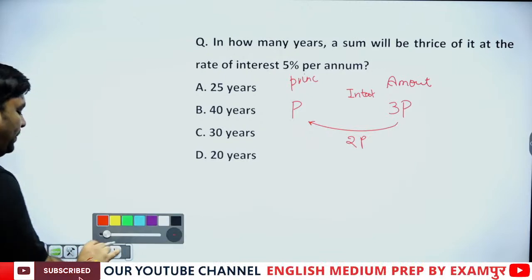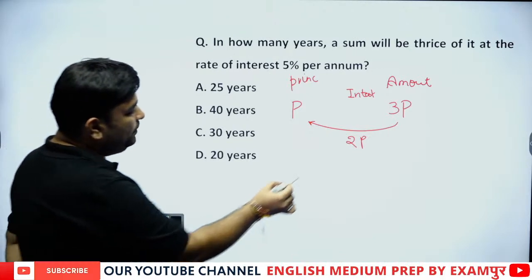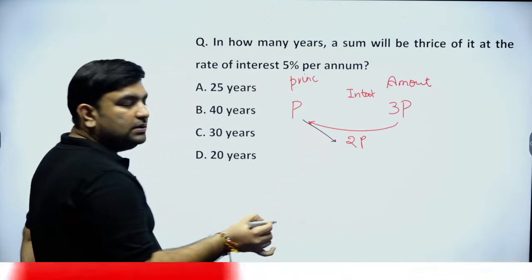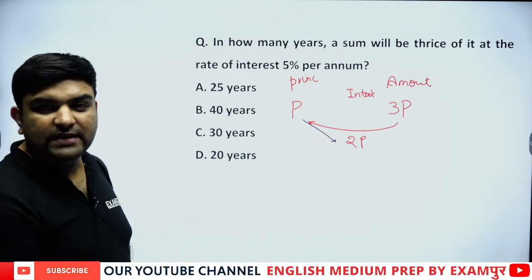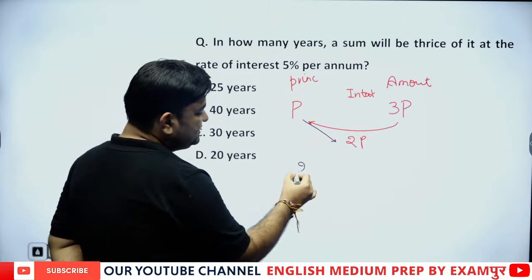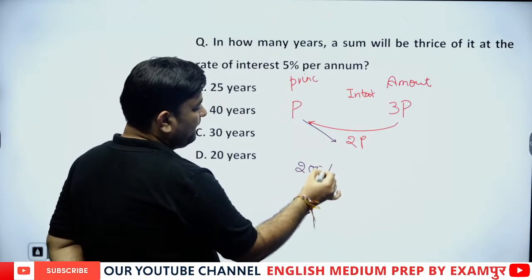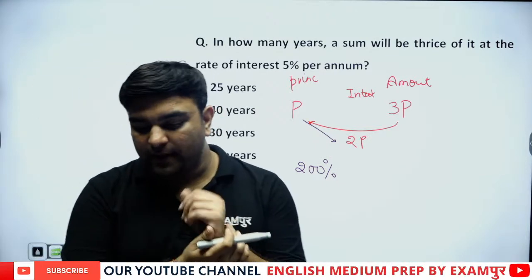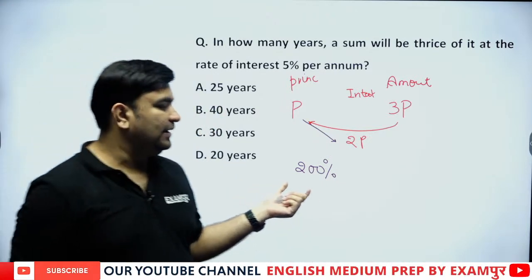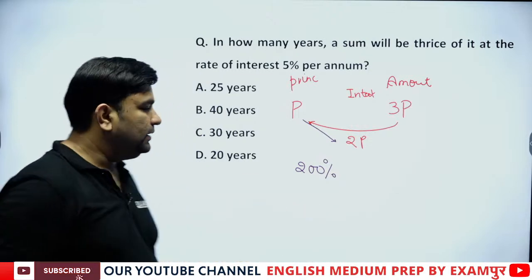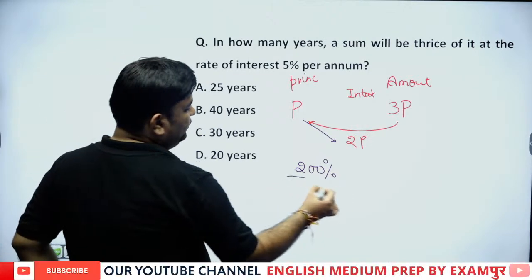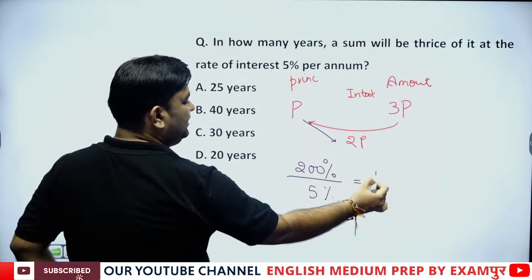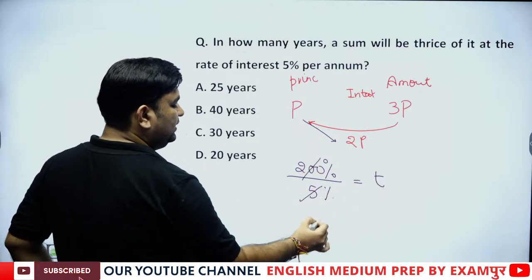Now, this 2P interest over P is how much percentage? 200%. Again, if you're not comfortable, then I will take it in a detailed manner. So 200% with the rate of 5% per annum, how much time will it take? 40 years.